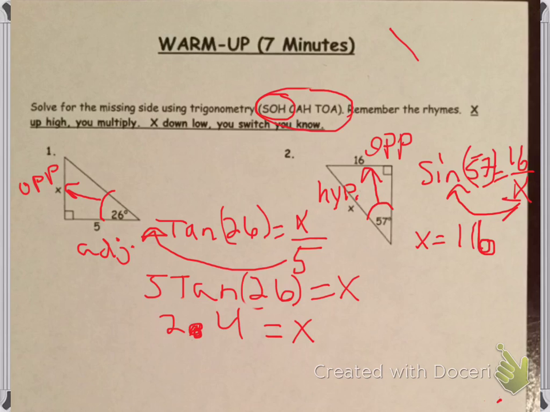Oops, let me redo that. 16 over sine of 57. And so when I plug this in on my calculator, I go 16 divided by sine of 57, and I get 19.07. So I'd say about 19.1 is what x is.